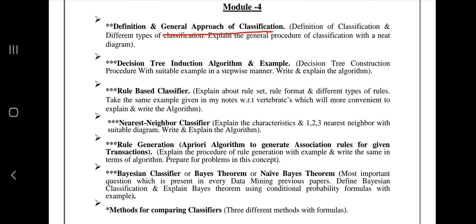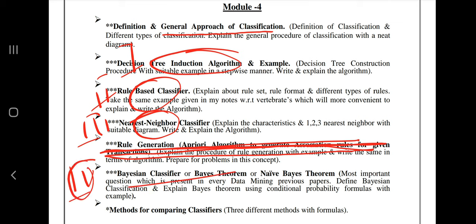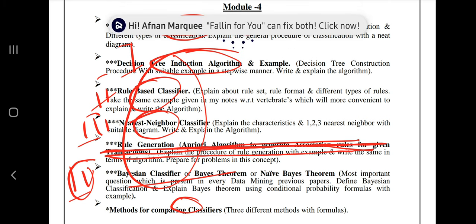After that we have the decision tree induction algorithm, first algorithm; rule-based classifier, second algorithm; nearest neighbor classifier, third algorithm. This is a repeated topic, so you need not write this here. It has come by mistake. And this is the fourth one, Bayesian classifier. If we remove this, what is left, except the four classifiers, is the general terms and definition of classification and methods for comparing classifiers. Three different methods with formulas are there. Very simple.